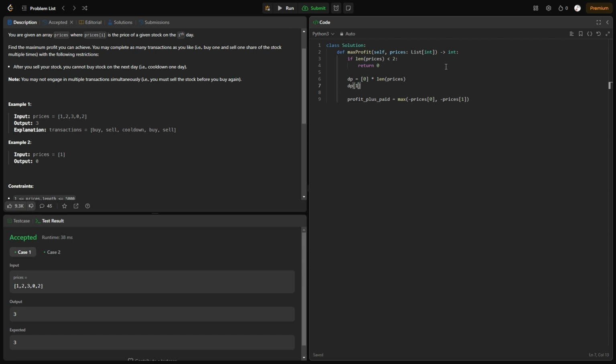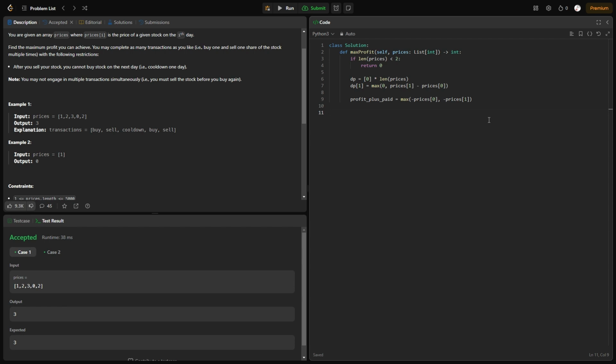And we should also set dp1 to be the maximum of 0. So dp1 is the second time here. So either we could not earn anything, or we can buy the stock at the first time and then sell at dp1. So it's going to be max of 0 and prices 1 minus prices 0.